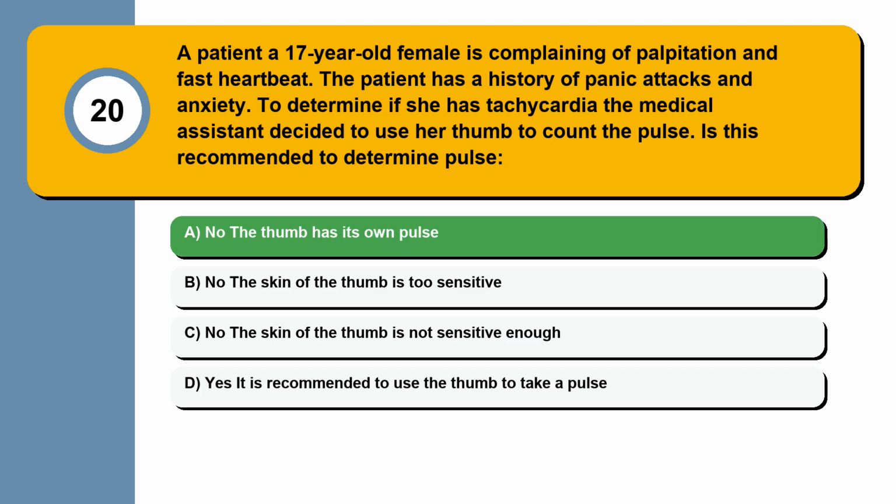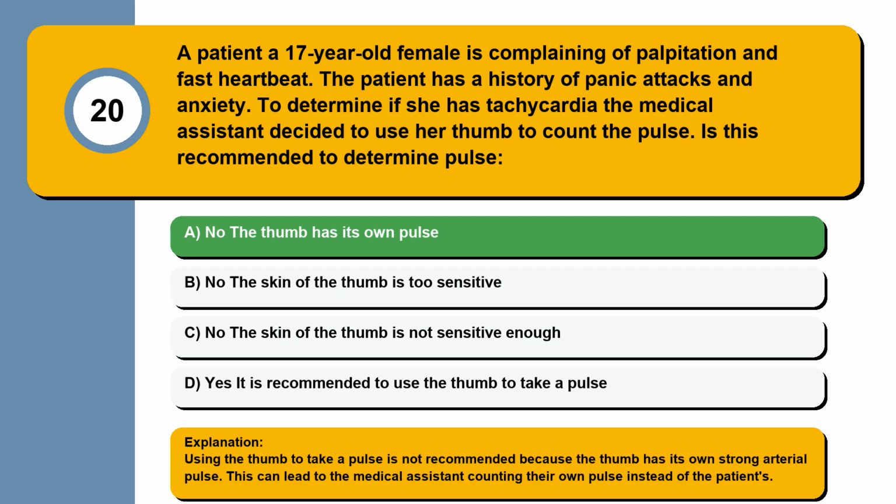The correct answer is option A. No, the thumb has its own pulse. Explanation. Using the thumb to take a pulse is not recommended because the thumb has its own strong arterial pulse. This can lead to the medical assistant counting their own pulse instead of the patient's.